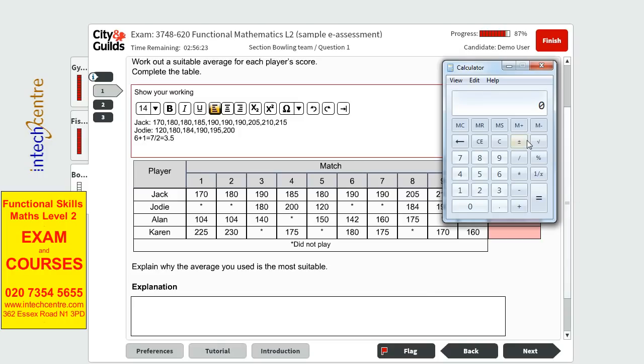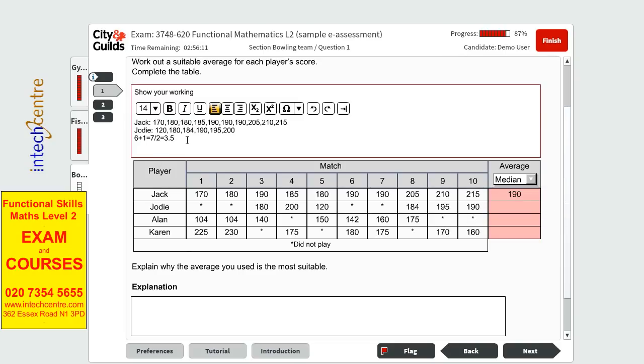Let's go back to the calculator. We have 184 plus 190. It will give us 374 divided by 2. It's 187.